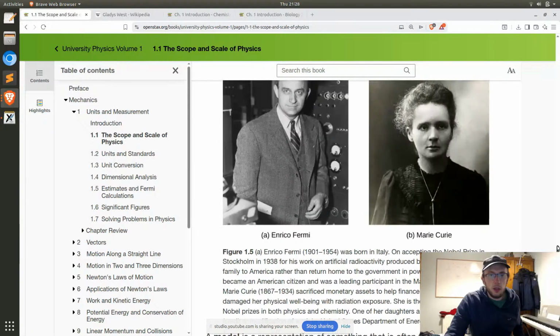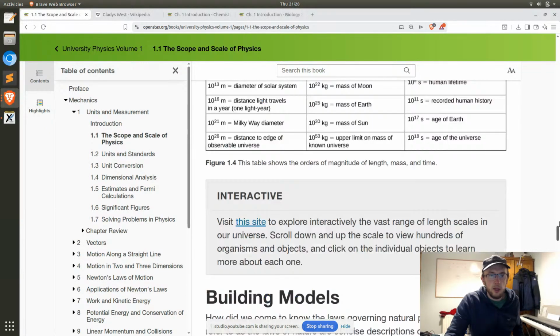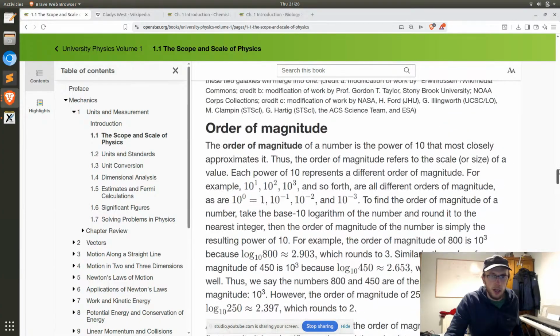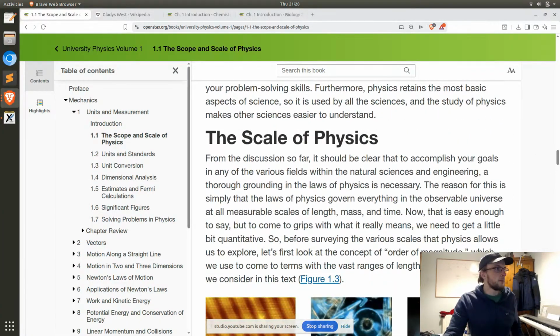Now, before looking at the scale of physics, we're going to put a pin there and come back to it. Because now I'm going to be looking at chemistry.